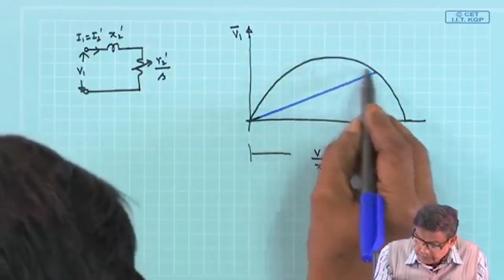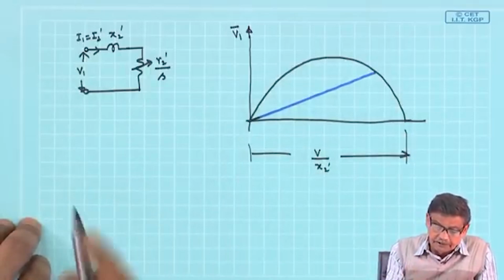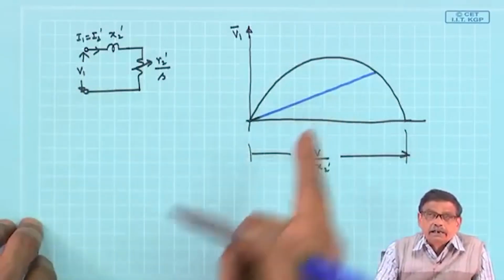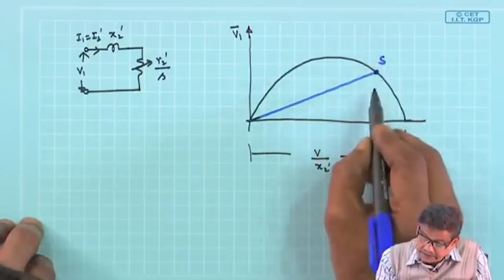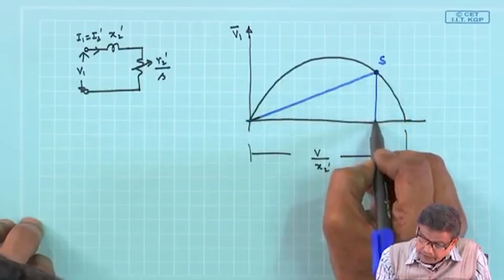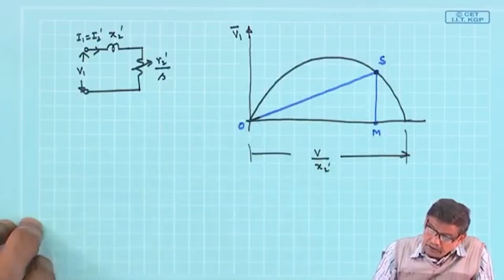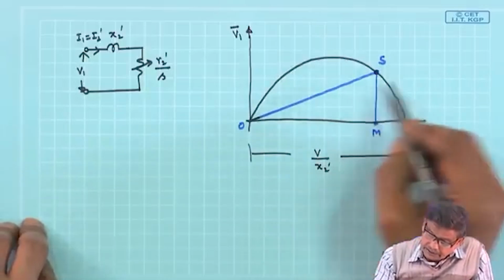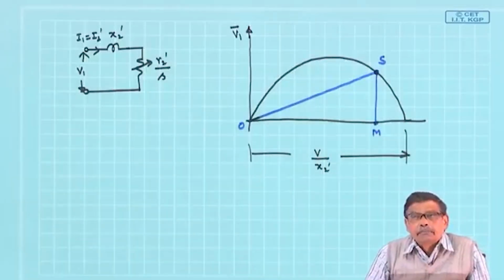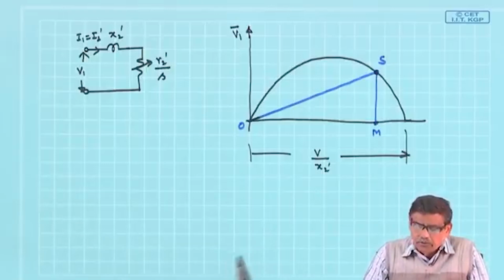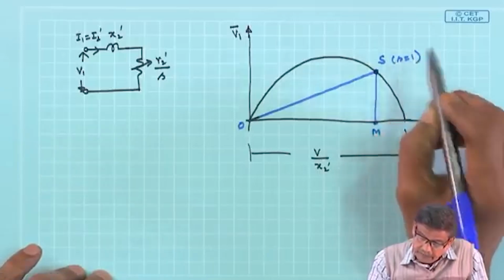On the perimeter of this circle, the tip of the current phasor drawn from the supply will lie. So, it is at this point I called point S, and I dropped a perpendicular here, M. This point I called O, and I showed that this SM is a measure of air gap power as well as rotor copper loss at s equal to 1.